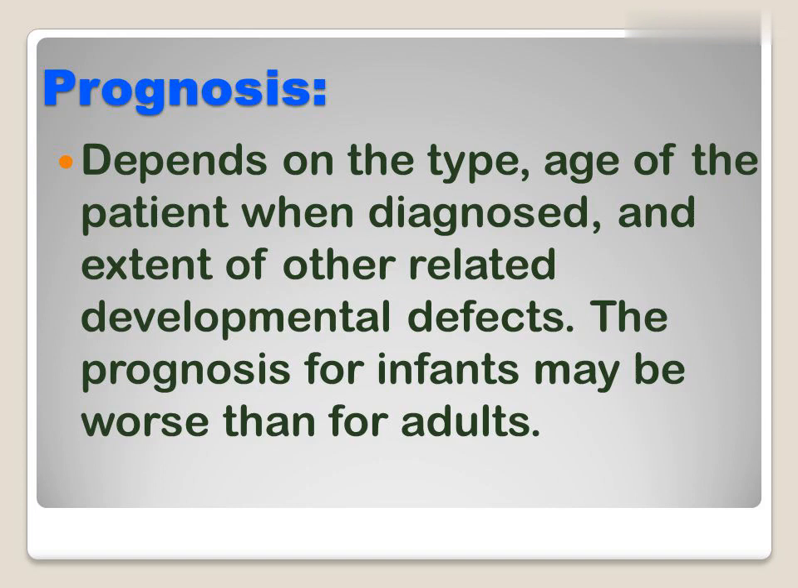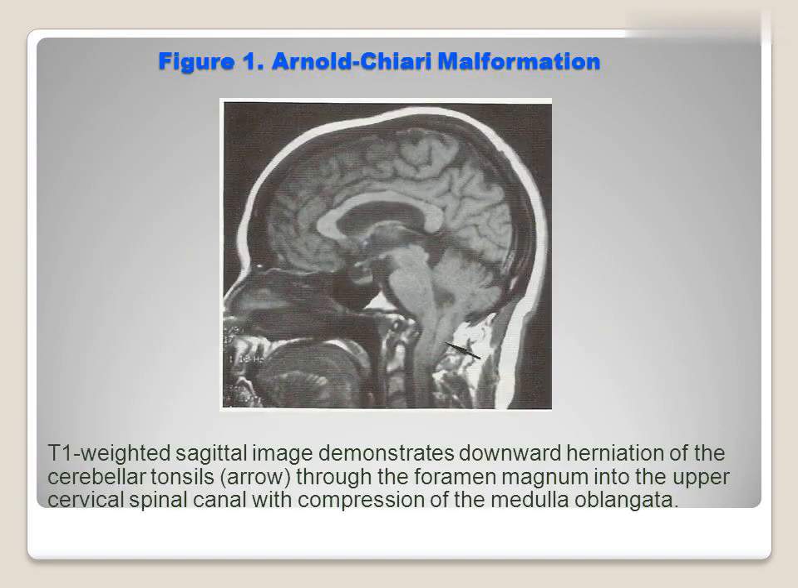Prognosis. Depends on the type, age of the patient when diagnosed, and extent of other related developmental defects. The prognosis for infants may be worse than for adults. Figure 1. Arnold-Chiari malformation. T1 weighted sagittal image demonstrates downward herniation of the cerebellar tonsils, arrow, through the foramen magnum into the upper cervical spinal canal with compression of the medulla oblongata.